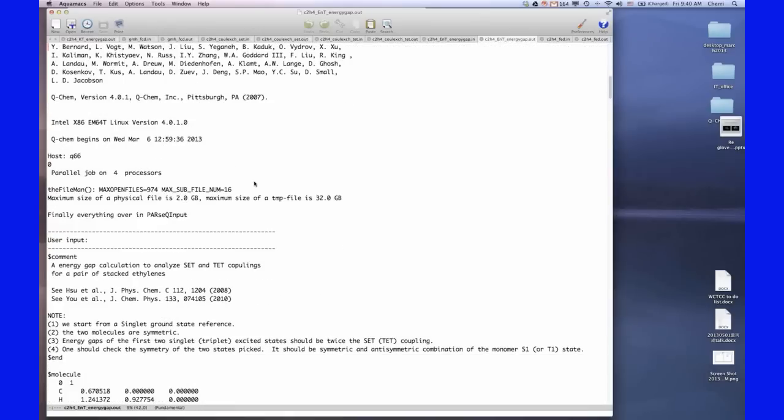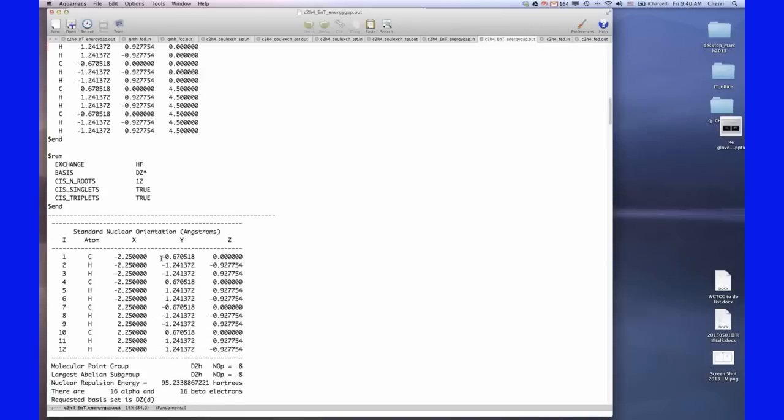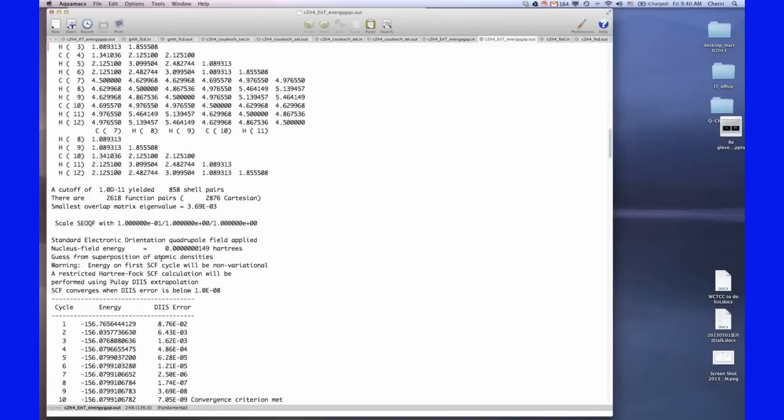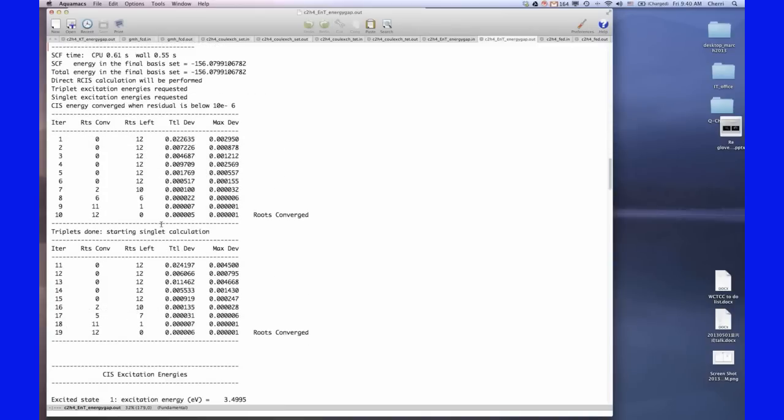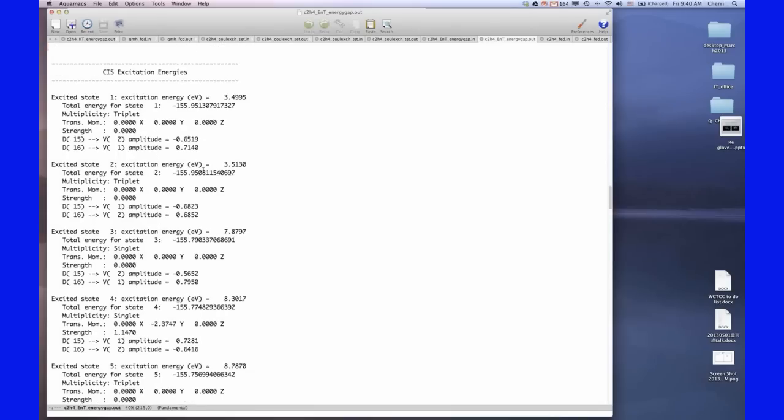So, this is the output. We have this input encoded here. And the ground state converged, CIS excited state obtained. Okay? So, for example, these are those two triplet states. And we can take the energy difference and then form the coupling.